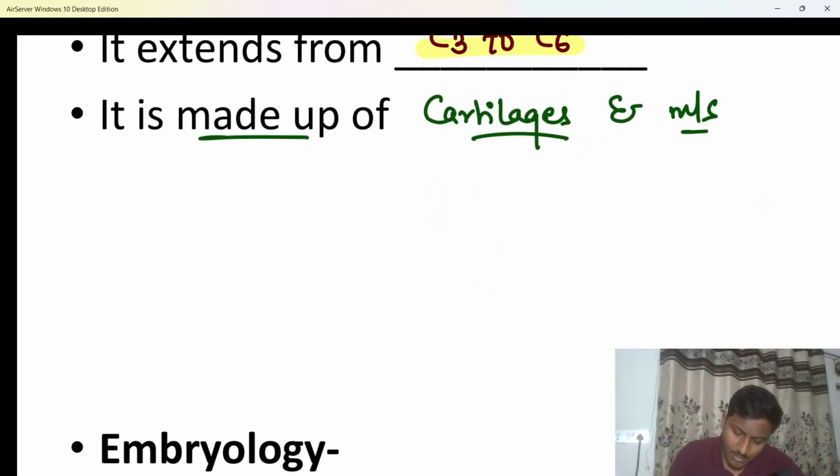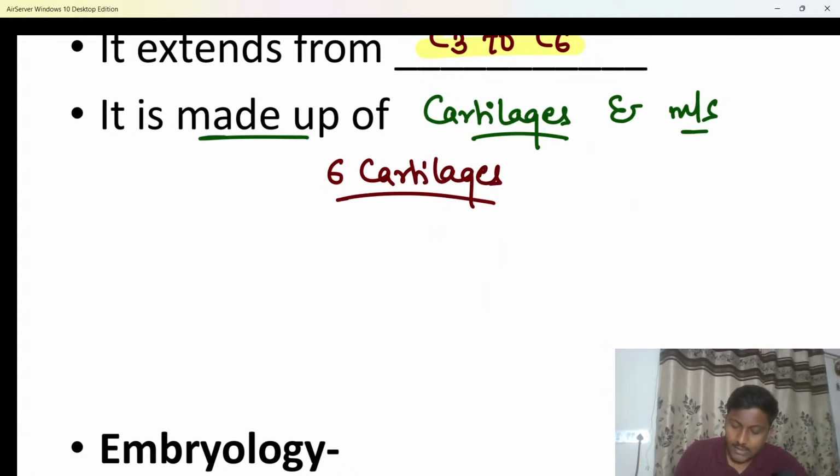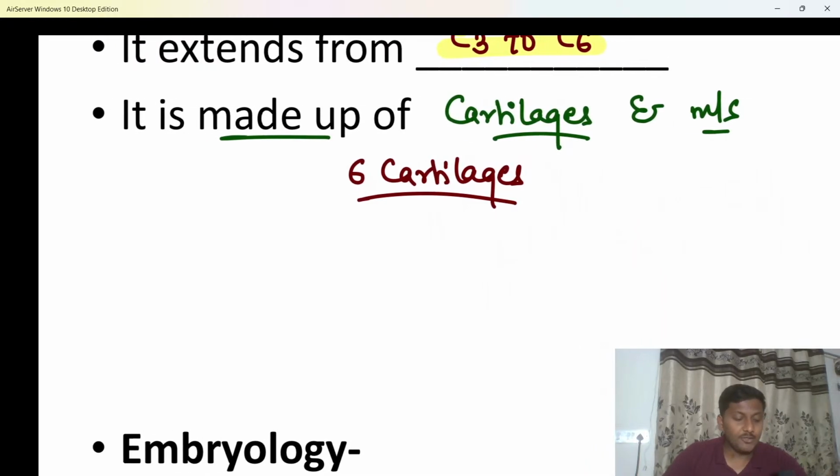Okay, so please remember, कितने cartilages make up the larynx? There are a total of 6 cartilages which are going to make up the larynx. These 6 cartilages are divided into 2 types. ये 6 cartilages जो होते हैं, they are actually divided into 2 groups.